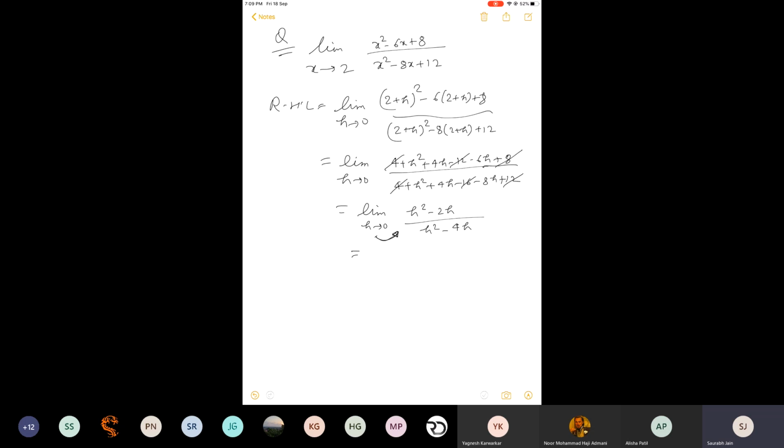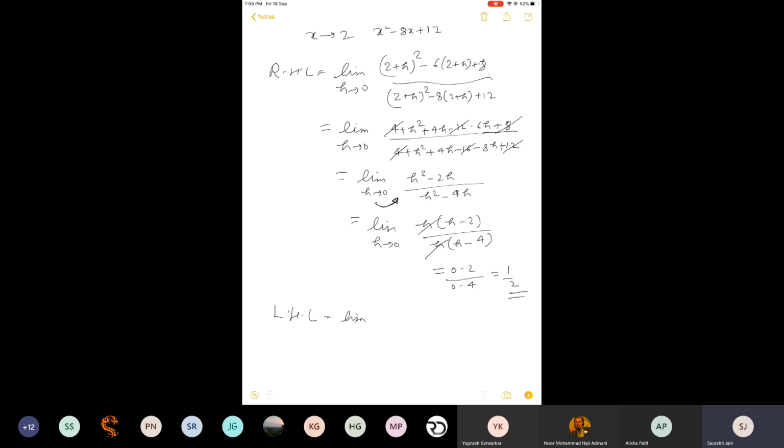So when will you get the answer? When you remove that particular term which is leading towards the indeterminate form. What is that term? That term is h. Cancel it. Now you put 0. No problem, half is the answer. Similarly, you will find LHL, that will also come half. So the limit will exist. So this is the basic fundamental method.